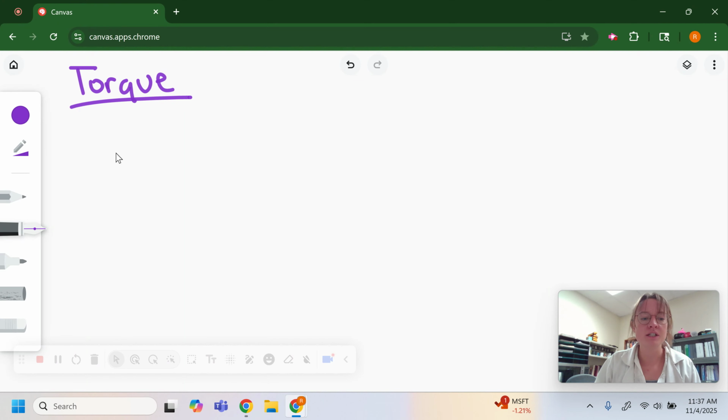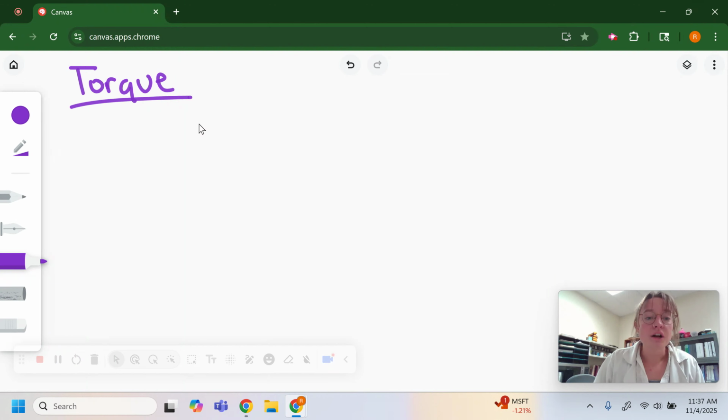Now I got two definitions of torque for you. The first one is torque is the tendency of a force to rotate a body. Yes, do write it down. And the second one is that torque is what makes an object speed up spinning or slow down spinning.